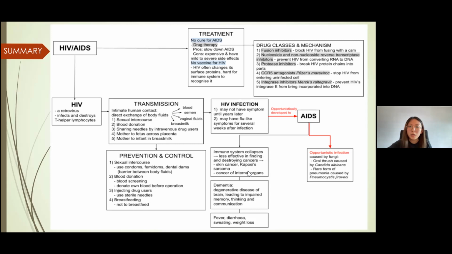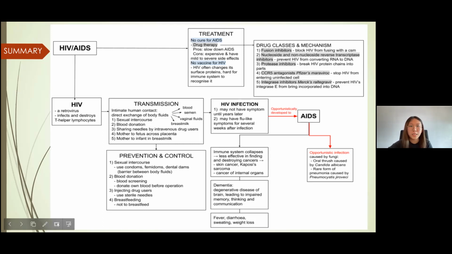So people infected by AIDS may have a rare form of skin cancer, which is Kaposi sarcoma, and also cancer of internal organs. The person may also have dementia, which is a degenerative disease of the brain, leading to impaired memory, thinking, and communication, and also fever, diarrhea, sweating, and weight loss.